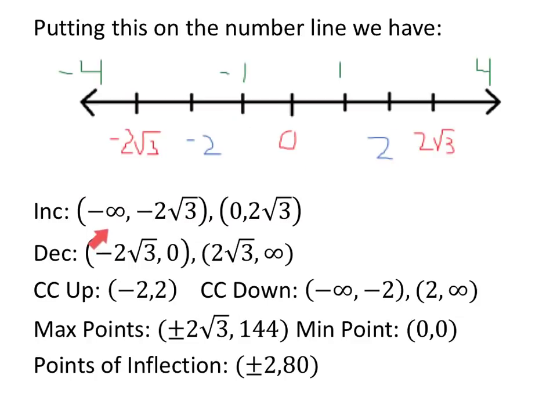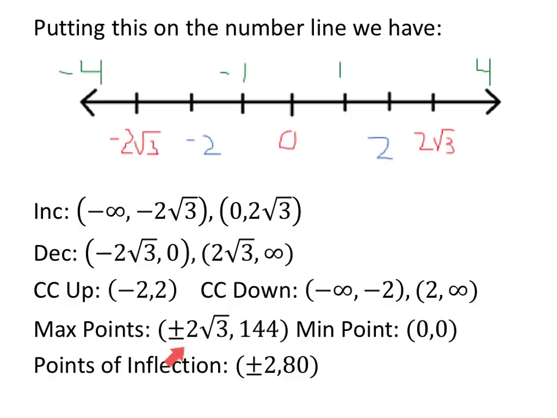It tells us we are increasing from negative infinity to negative 2 square root of 3, and then again from 0 to 2 square root of 3. We're decreasing from negative 2 square root of 3 to 0, and again from 2 square root of 3 to infinity. We're concave up in between negative 2 and 2. We're concave down on the outside, so negative infinity to negative 2 and 2 to infinity.